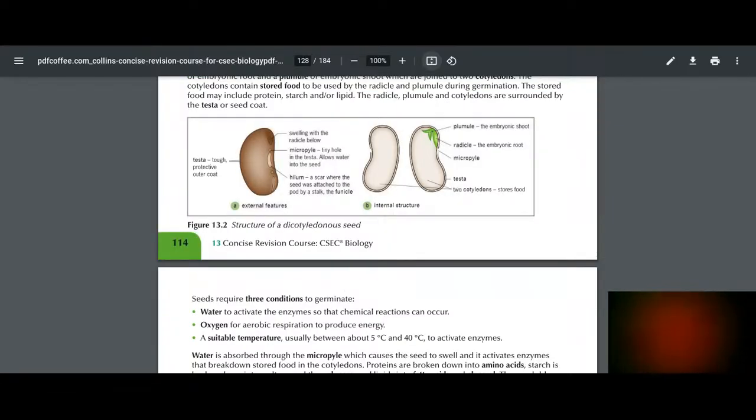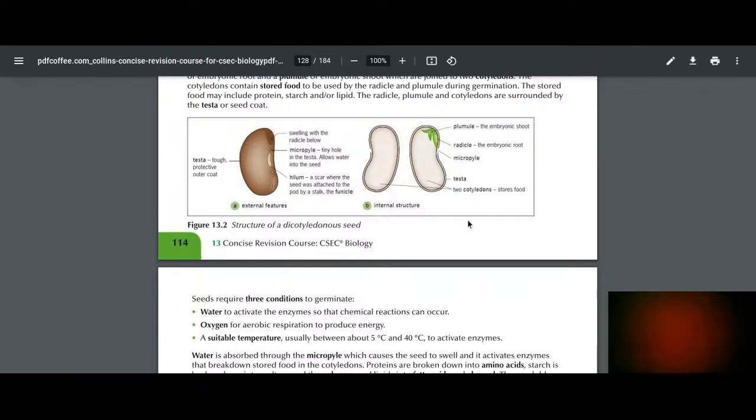I recommend that you do how to label a dicotyledonous seed. The top part is the plumule, the embryonic shoot. Then the radicle is the embryonic root. Then you have the micropyle, then the testa, then the two cotyledons.